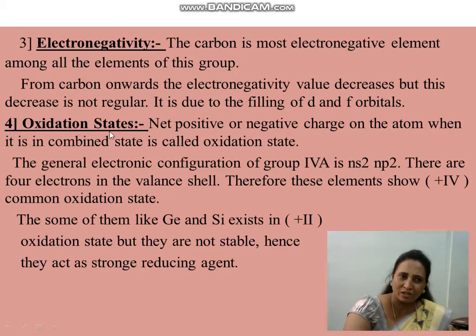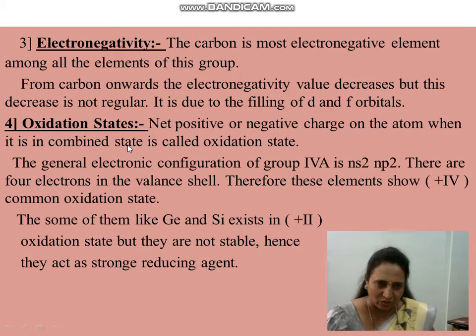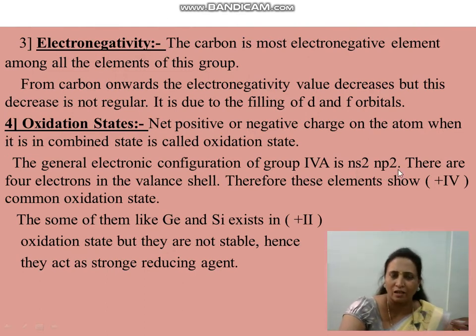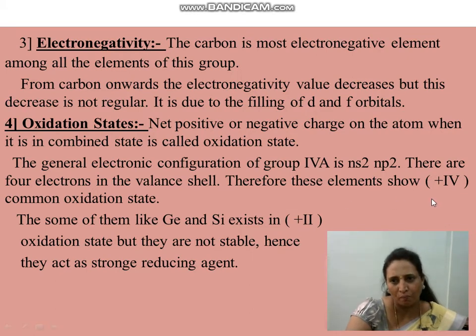Now, next point, oxidation state. Oxidation state is nothing but the net positive or net negative charge on the atom when it is in a combined state. That is called the oxidation state. The general electronic configuration of fourth group elements is ns2 np2. That is, 4 electrons present in the valence shell. So therefore, these elements show +4 as a common oxidation state.